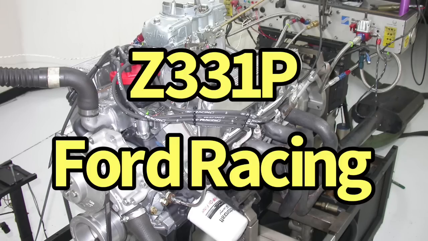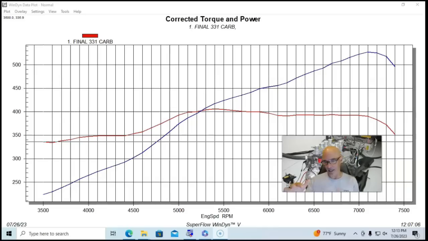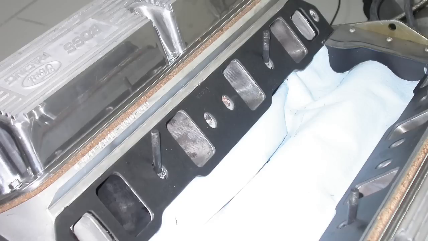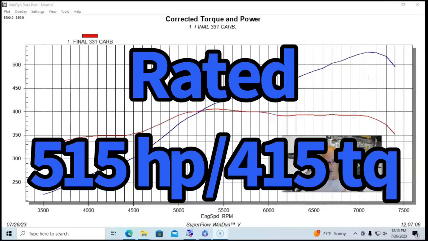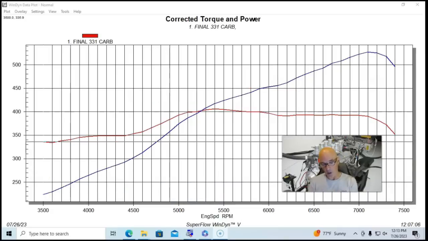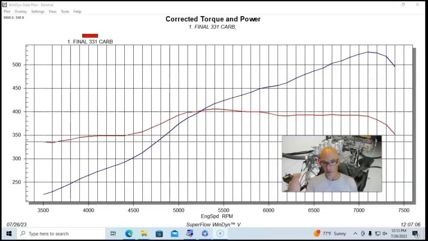This test motor started out as a Z331P crate motor from the guys at Ford Racing. It came as almost a complete long block minus the induction system. This combination had fairly high power output. It was rated at 515 horsepower and 415 foot-pounds of torque by Ford Racing when run with a single plane high-rise intake manifold. In this case, they ran it with a Parker funnel web, which is exactly what I ran it with here because I happen to have one. And we ran a 750 Holley carburetor and 1 3/4-inch headers.